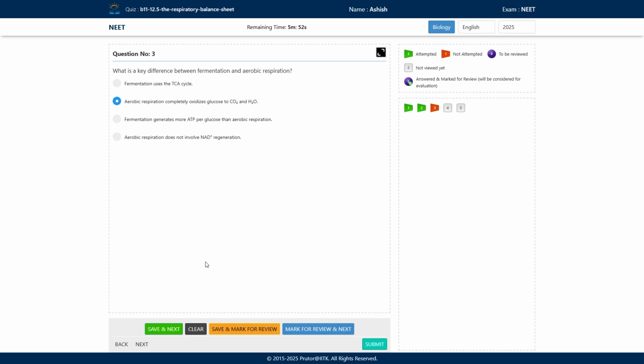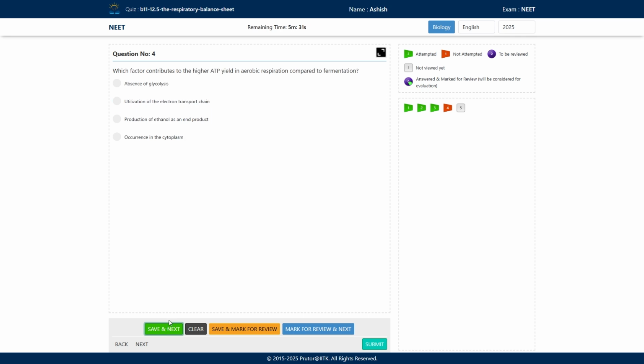If we look at the other options, fermentation does not involve the tricarboxylic acid cycle, so this is wrong. Fermentation generates more ATP per glucose, this is also incorrect. Only 2 ATP molecules are produced. Now let's look at the next question.